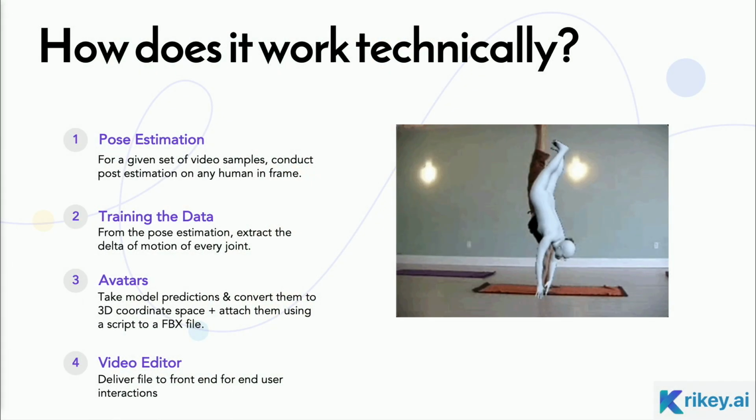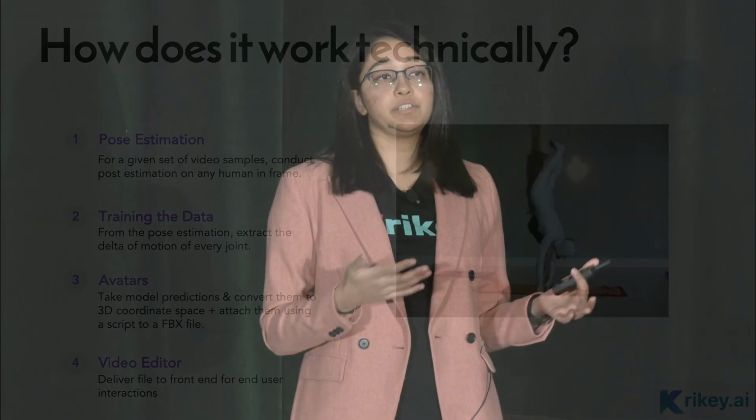So what we're doing for all of these videos is we're estimating the position of all the joints in the human body, and we actually map those to a generic 3D avatar. So you can see in this video, the avatar is doing a handstand just like the original person in the video. Once we have the pose estimation data and the text annotations, we can actually begin to train the model.